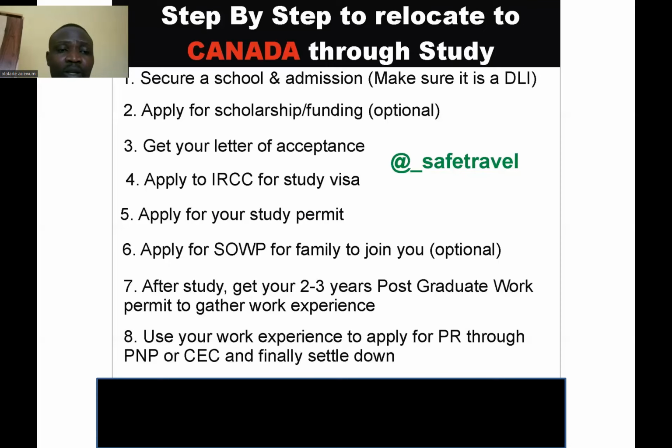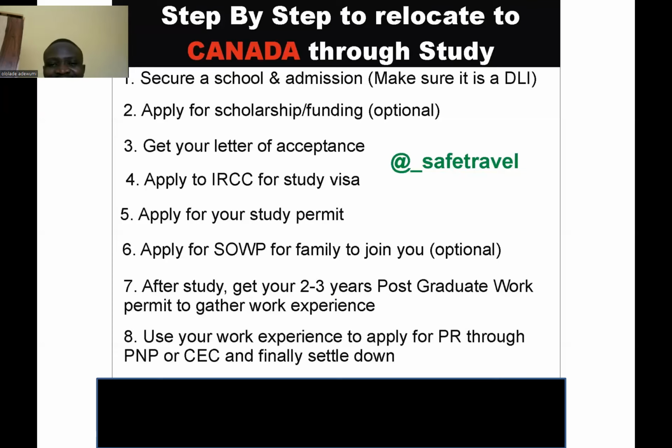Use your work experience. There are different permanent residence routes that you can leverage. Okay, we have PNP, we have CEC, and all of them. So it is the work experience that you gathered, maybe 1 year work experience, maybe 2 years work experience, depending on the length of your study permit. Then you will use this work experience to apply for permanent residence and finally settle down in Canada.